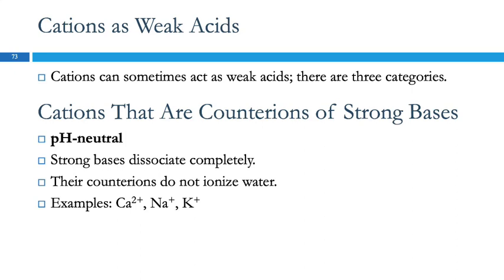There are actually 3 different categories here. So the first one we'll look at is cations that are counterions of strong bases. So these cations are going to be pH neutral because the strong bases dissociate completely. And so just like the conjugate bases of a strong acid, these are not going to act as acids. So examples would be the alkali and alkaline earth metals. They're going to be pH neutral.